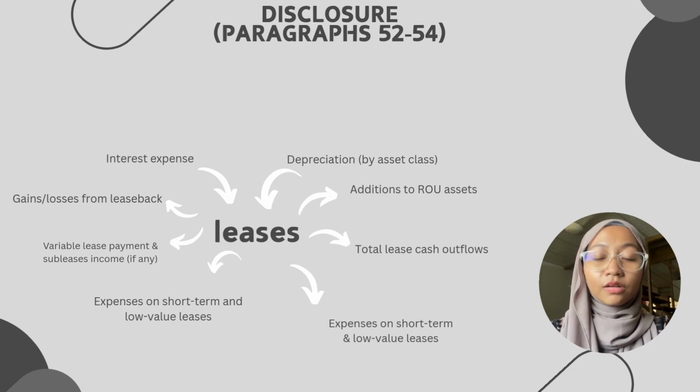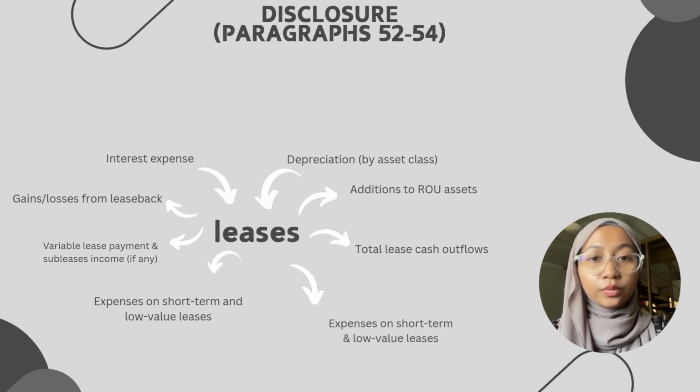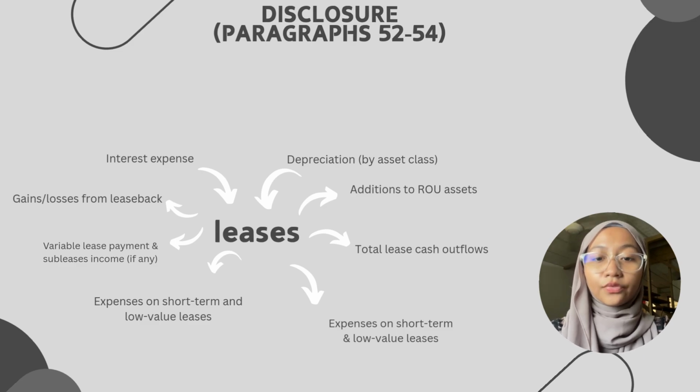Fifth, expenses on short-term and low-value leases. Short-term is a lease of less than 12 months, and low-value means a cheap asset, for example, a small office printer. And the cost of renting this is shown as expenses directly.